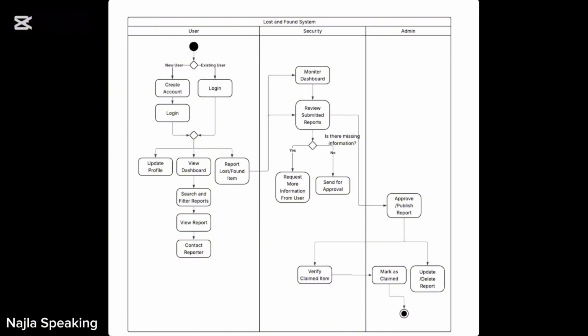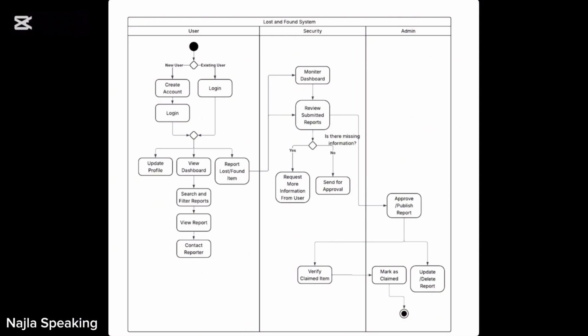The security monitors the dashboard and reviews submitted reports. If there is missing information, they will request more information from the user. But if there is no missing information, then it will go straight to approval by the admin. The admin can approve and publish the report. The security verifies the claimed item. The admin can also update and delete a report.